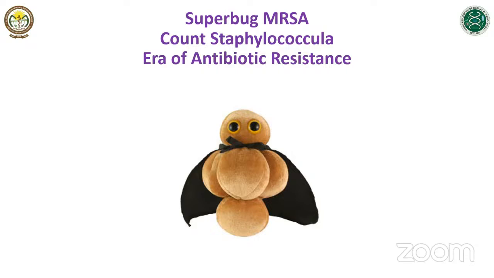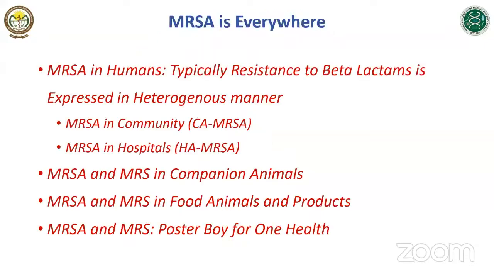As you know, a lot of resistance has emerged in Staph aureus and other coagulase-negative Staphylococcus also, and MRSA is now present everywhere. We can't avoid it in any place or any new setup like ours. We have nearly 31% MRSA despite the hospital being just 3 to 4 years old. The typical part is that the resistance, especially to beta-lactams and even to the glycopeptides, is expressed in quite a heterogeneous manner.